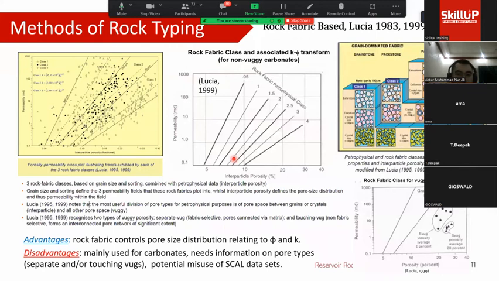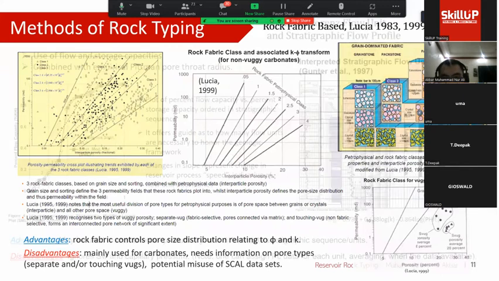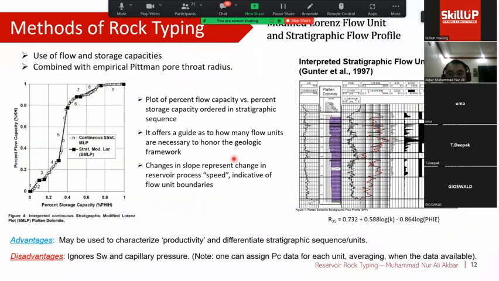Another rock grouping was also proposed by Lawrence. This was also published by Gunter in 1997, on how the rock grouping can be implemented by using the flow capacity plot together with the storage capacity. And from here, we can define the grouping based on this. This is really good in order to identify the productivity intervals and also the flow corridor of the reservoirs.